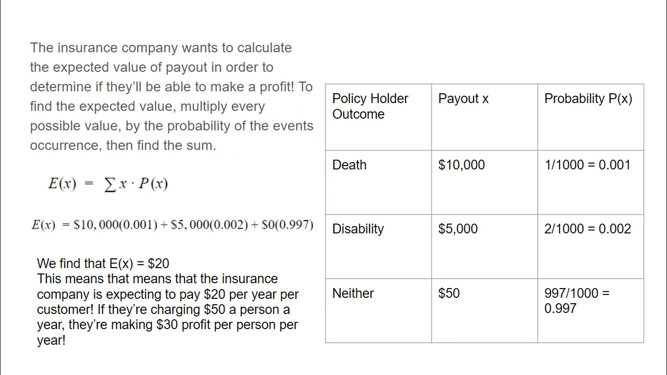Now, as the insurance company, we're charging $50 per year per customer. That means the insurance company is going to profit $30 per year per customer. And that's pretty good. If they're insuring 100,000 people, that's a lot of money. And this is how insurance companies make money.